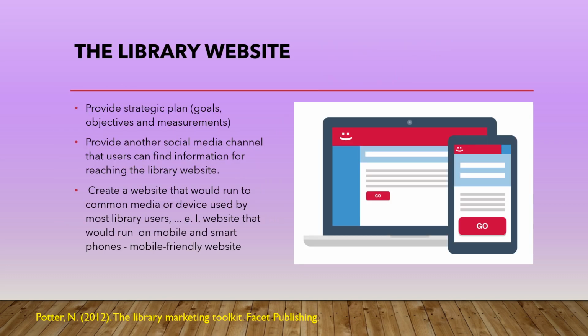Another tip here is to provide a strategic plan for goals, objectives, and measurements. So in here, we as library professionals have to set some goals for usage, growth, and engagement, and then we should evaluate or measure how we meet those goals, or whether we ever met those goals. And then provide another social media channel where users can find information for reaching the library website.